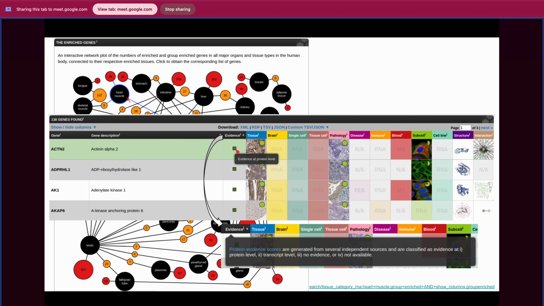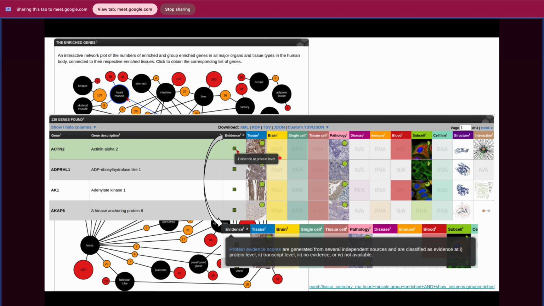Whenever you keep your cursor on this particular square box, it will tell you at what level evidence is present. Mostly these green colored check boxes represent evidence at the protein level. For all the 12 sections, it will contain the information. Although actinin alpha 2 is expressed in the heart muscles, if you click on the tissue section, it will also tell you in which other tissues it is present, because it might or might not be tissue specific. In that case, information for other tissues will also be given.